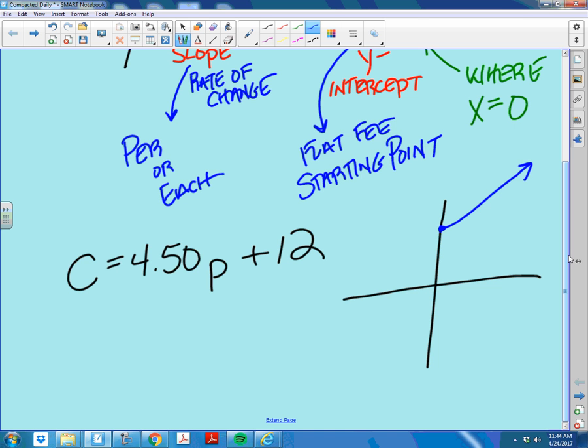Now I'll tell you something interesting. You know, a line basically goes in both directions. But in a real life scenario, this part doesn't exist. Because you can't have a negative number of people. Right?